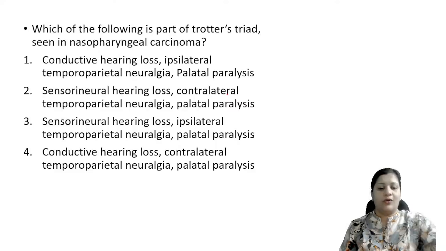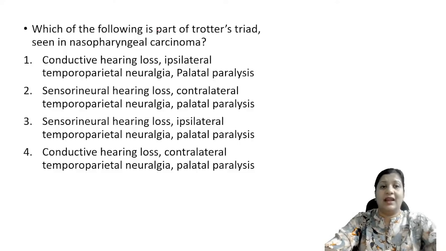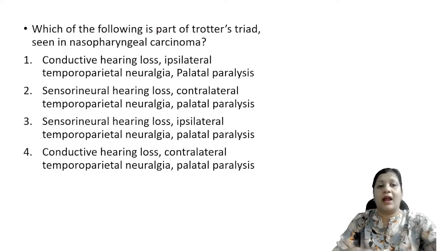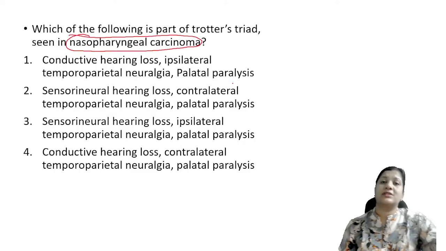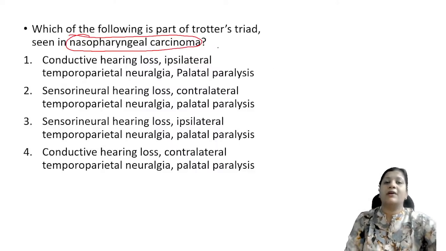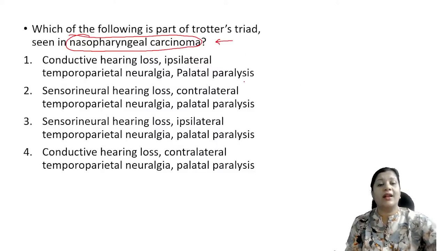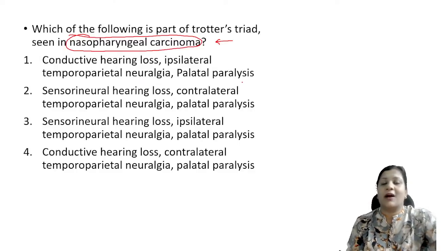Which of the following is a part of the Trotter's triad seen in nasopharyngeal carcinoma? I have shown you yesterday that in 19 and 20 also we had questions coming from nasopharyngeal carcinoma. We had questions on Trotter's triad even in 22, 23. So please remember that nasopharyngeal carcinoma and juvenile nasopharyngeal angiofibroma are absolutely important topics. You cannot go to the exam hall without studying these topics. So now quickly tell me what is a part of the Trotter's triad that you see in NPC.